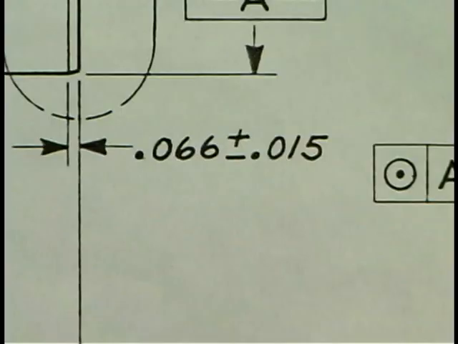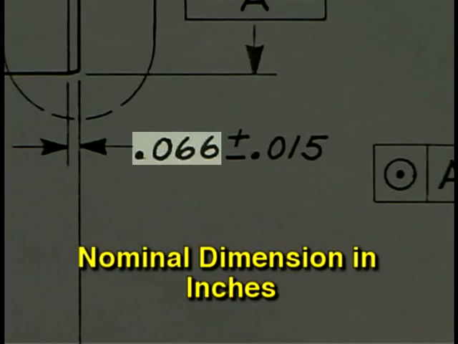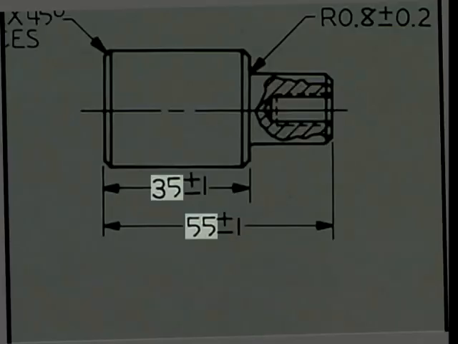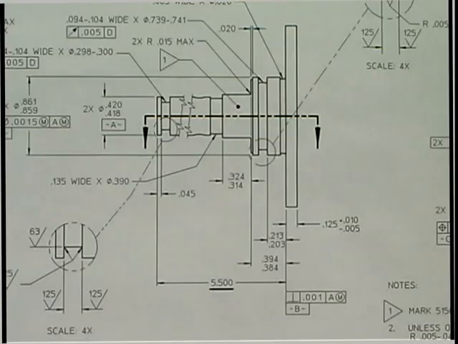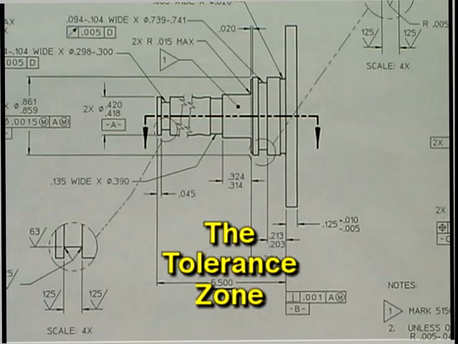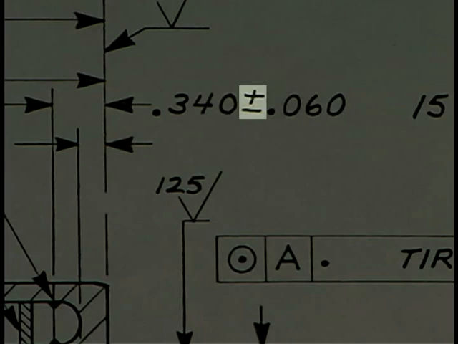The ideal size of a feature given on the part print is normally referred to as the nominal dimension or simply the nominal. However, parts do not have to be exactly this size. There is an acceptable range into which the size of a feature must fall, called the tolerance zone, or simply the tolerance. On the part print, the tolerance is typically shown as plus or minus a certain amount from the nominal. This tolerance is plus or minus 60 thousandths of an inch.